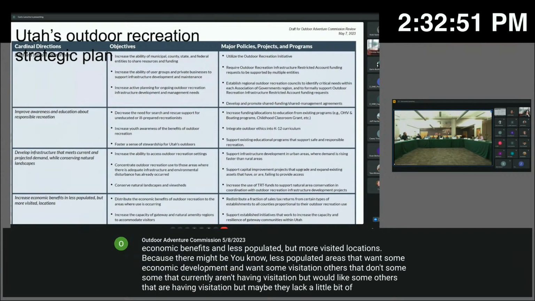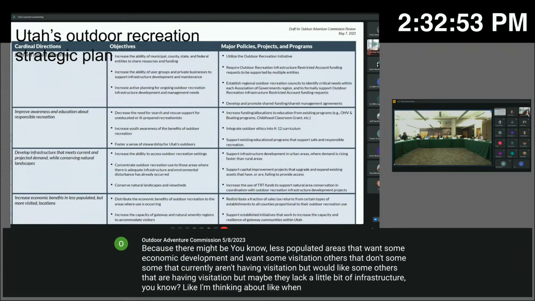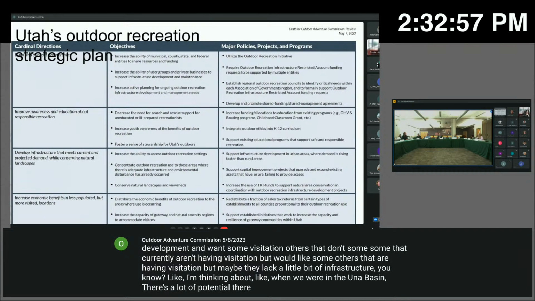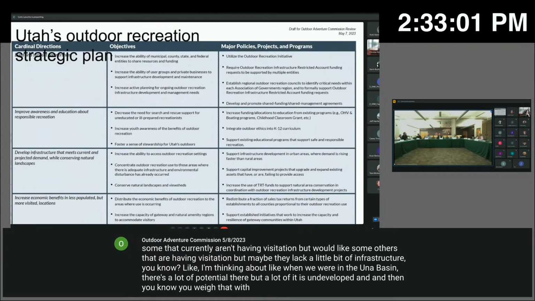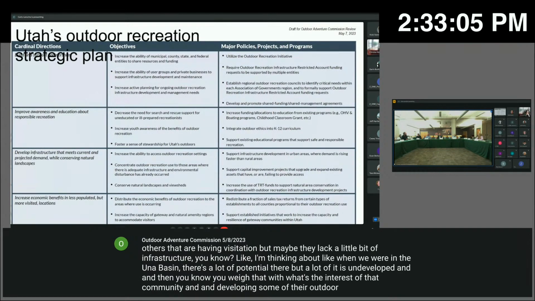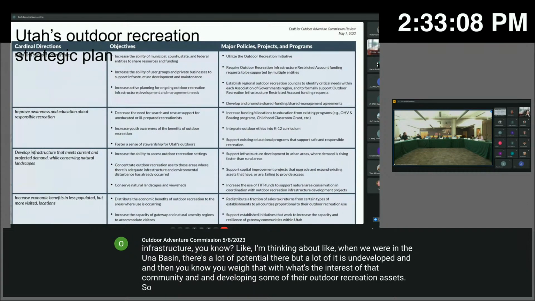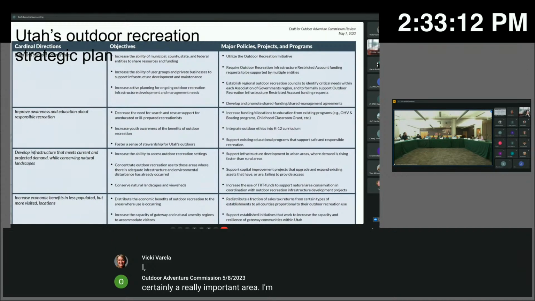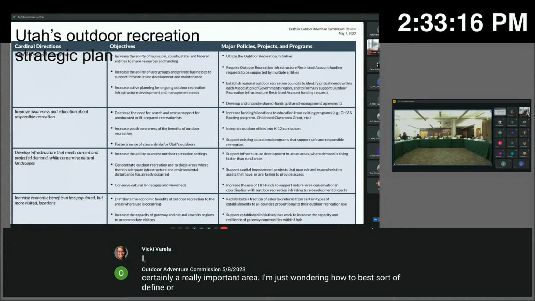Like when we were in the Uinta Basin, there's a lot of potential there, but a lot of it is undeveloped. And then you weigh that with what's the interest of that community in developing some of their outdoor recreation assets. So I think economic benefits is certainly a really important area. I'm just wondering how best to define or phrase that approach.